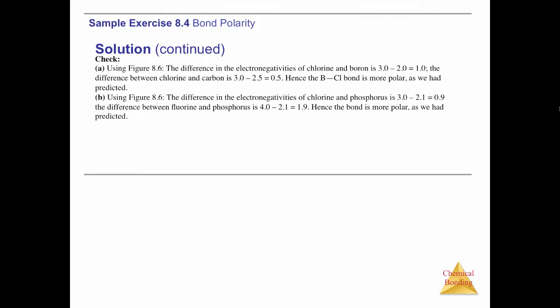We can check our answers using figure 8.6 in our textbook. Practice exercise. Which of the following bonds is most polar? Sulfur to chlorine, sulfur to bromine, selenium to chlorine, or selenium to bromine.